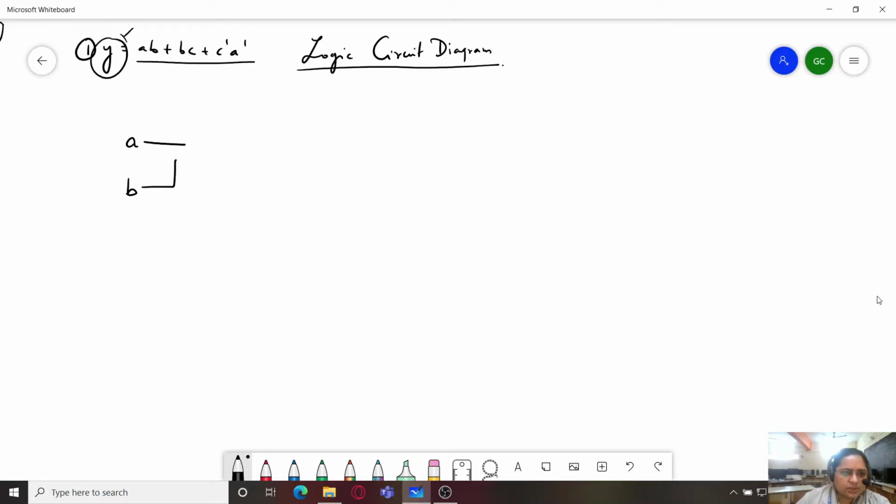We will first join A and B using the AND gate, because there is an AND operation between the two, and we will also write the output here. Next is B and C, so we write B, C over here. We extend a wire from here for B, and we extend a wire for C, and we also use an AND gate for that, so this becomes BC and C dash A dash.